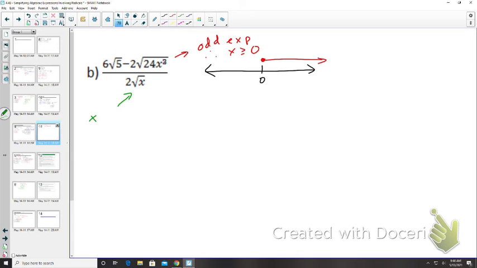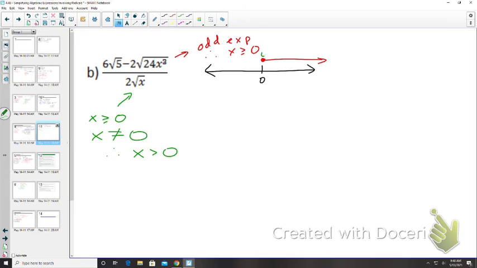So x also must be greater than or equal to 0. Okay? Now let's check what values will make this function undefined. If x is equal to 0, the square root of 0 is 0, multiplied by 2 is 0. So x cannot equal 0. x must be greater than or equal to 0, but it cannot equal 0. Therefore, x has to be greater than 0.